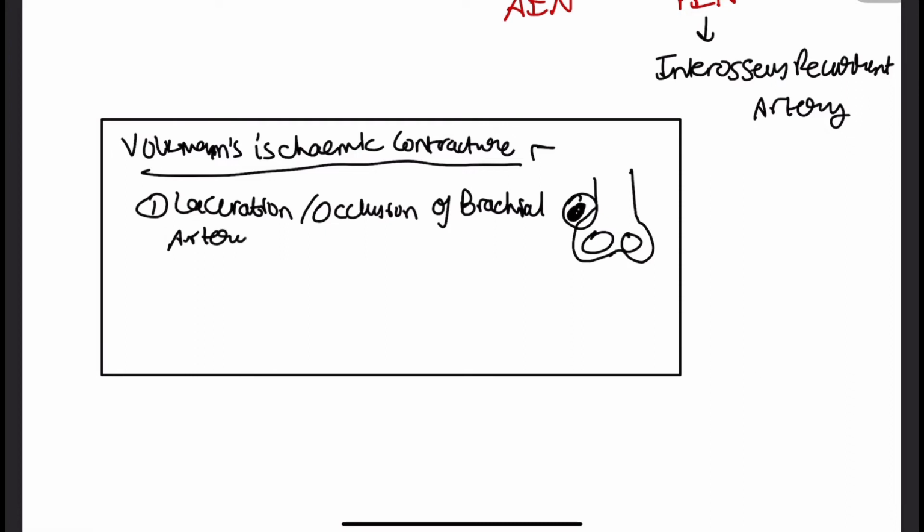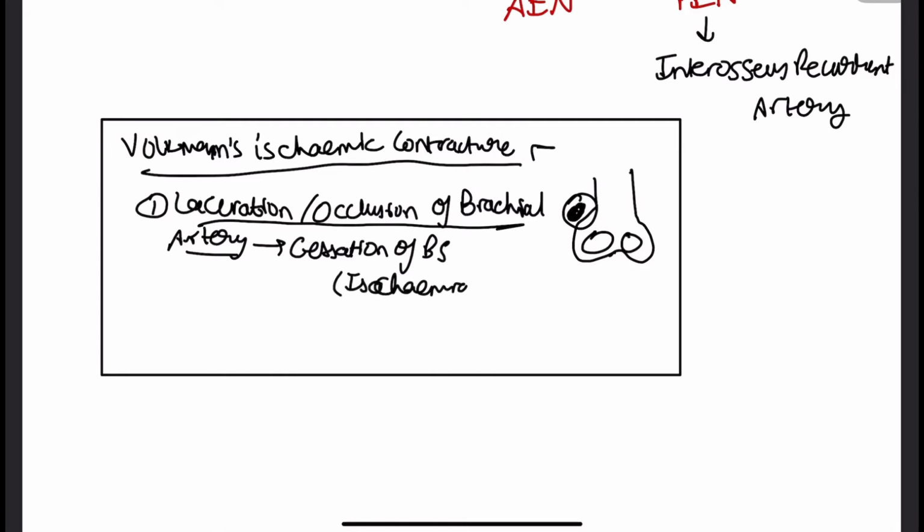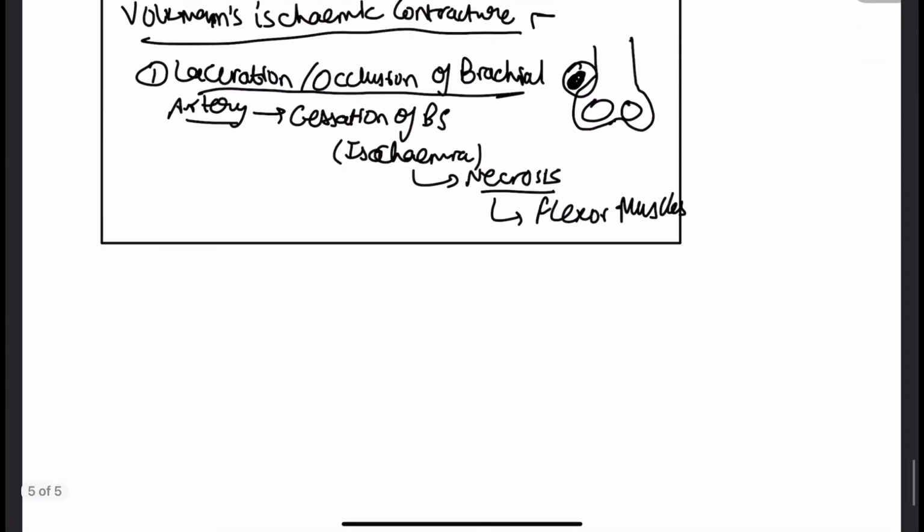Okay, so I will be talking some pathology here. When there is laceration or occlusion of brachial artery, there would be cessation of blood supply. Cessation of blood supply is also known as ischemia. Ischemia always leads to necrosis. So this will cause ischemic necrosis of the flexor muscles of the hand, causing a characteristic flexed hand.